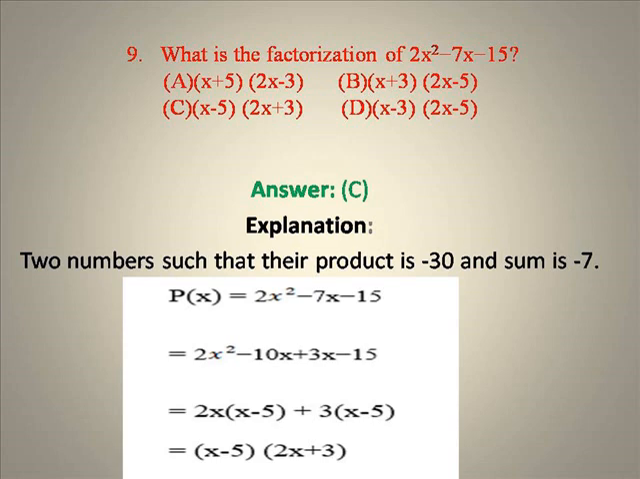You can see the middle term factorization is given because the sum is minus 7 and the product of the two numbers is minus 30, and from there we got the factors as (x minus 5) into (2x plus 3), option C.